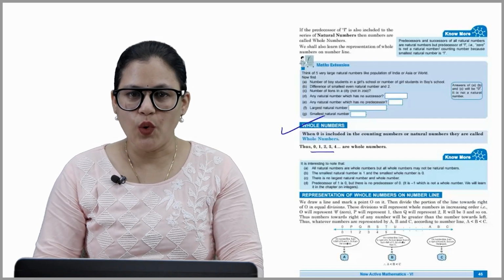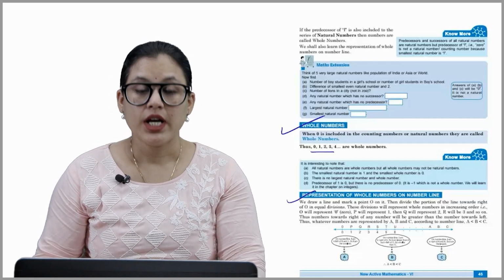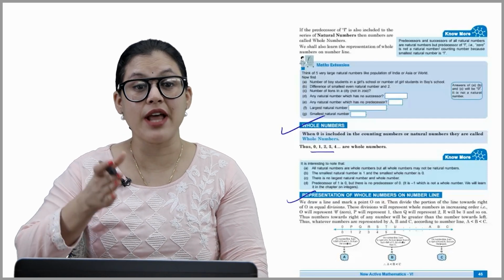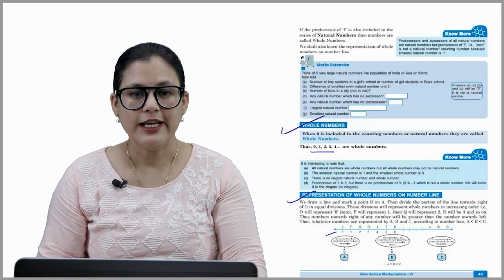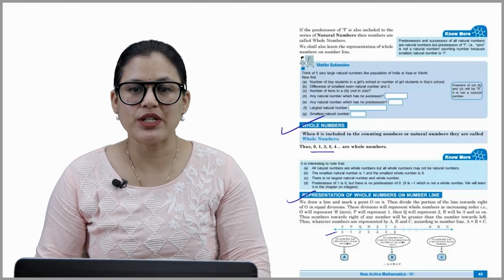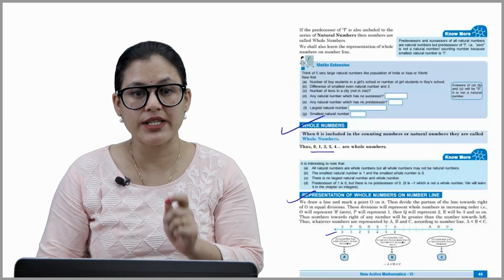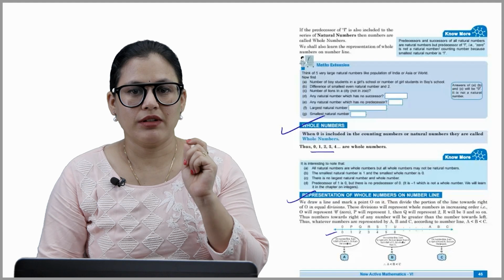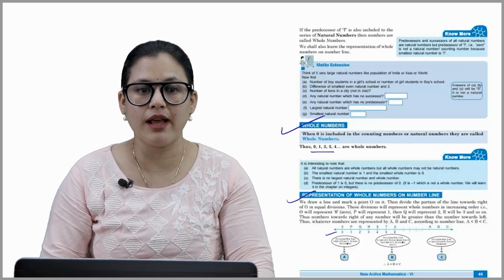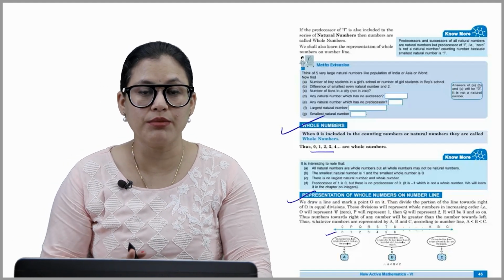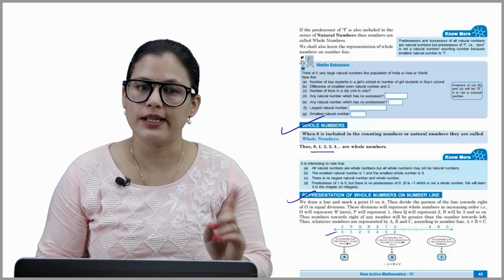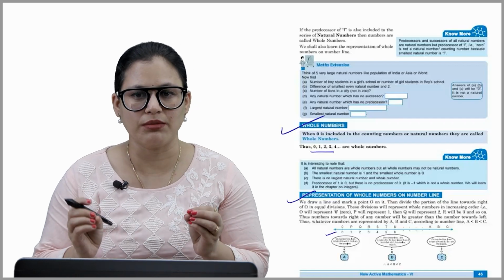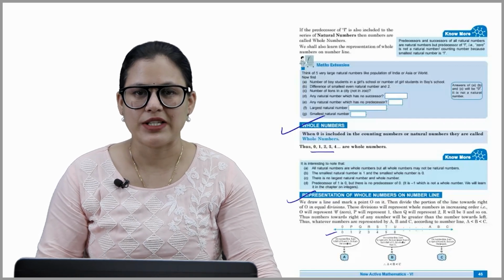Representation of whole numbers on a number line. We draw a line and mark a point O on it. Then divide the portion of the line towards the right of O into equal divisions. Like in this case. These divisions will represent whole numbers in increasing order. That is, O will represent 0, P will represent 1, Q will represent 2, R will be 3 and so on. Thus, a number towards the right of any number will be greater than the number towards the left. So whatever numbers are represented by A, B and C on the number line, A is less than B and B is less than C.